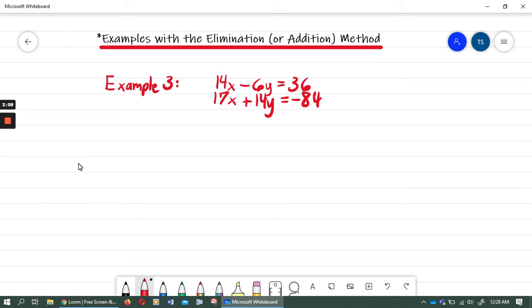And in example 2, what we had to do was multiply one of those equations times a constant factor, so that when we added the two equations together, one of the variables cancels. This example is different from the first two because we don't have the coefficients of one of the variables as a multiple, and we don't have those coefficients where they're the same number but different signs.